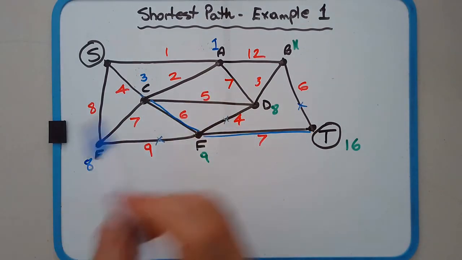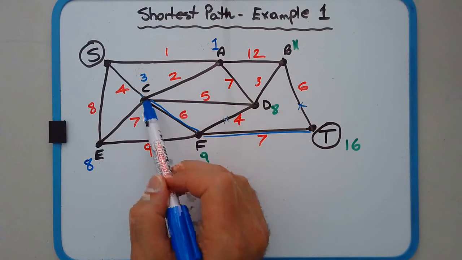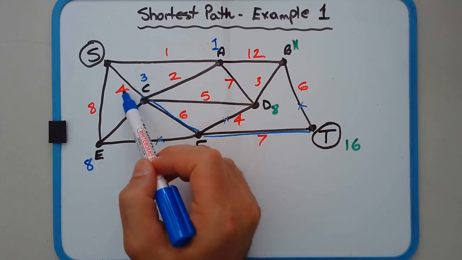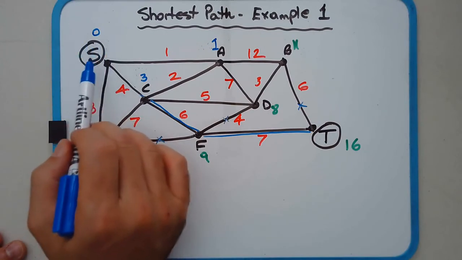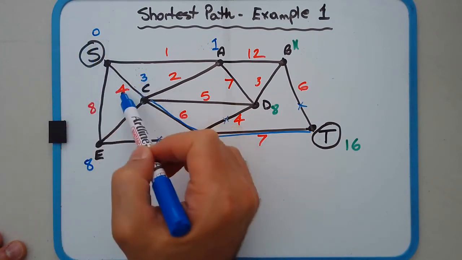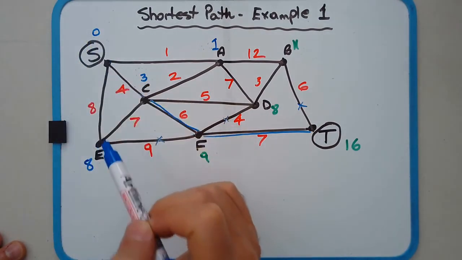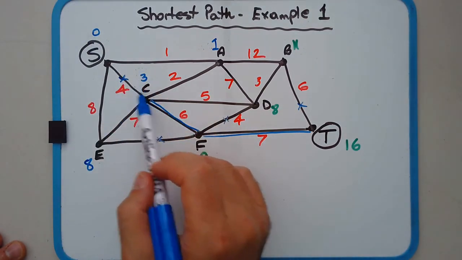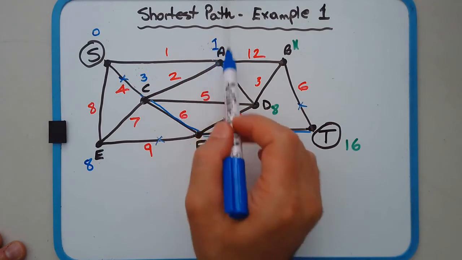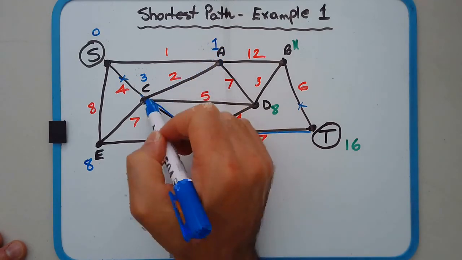Okay, now from C, 3 minus 4 is negative 1. We actually want a 0 here because obviously you're at the start, so it's not costing anything. 3 minus 4 is negative 1, but we want a 0. So it can't be this edge here. Okay. 3 minus 2 is 1. Okay, so it looks like it's this edge here.